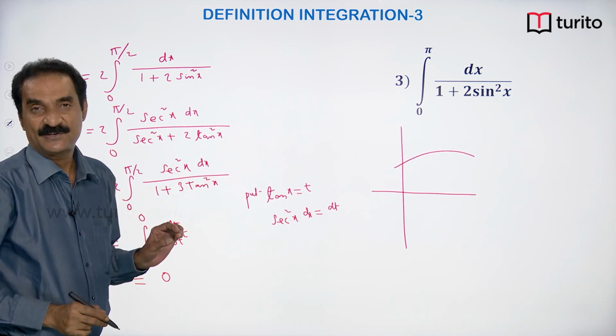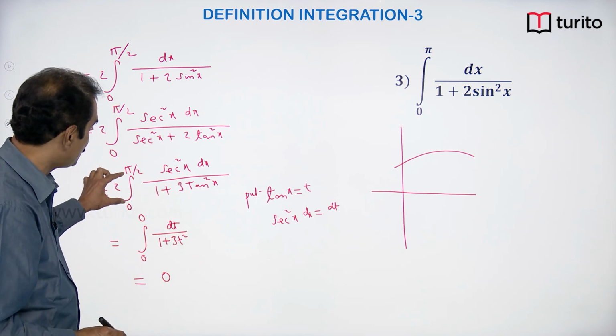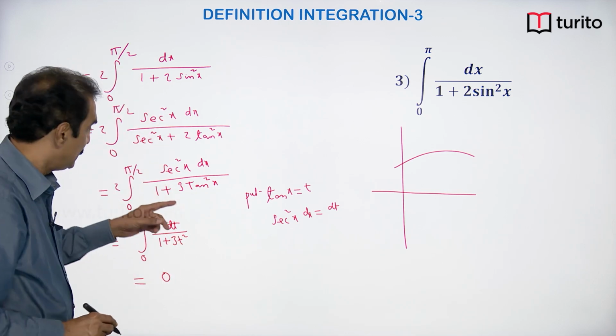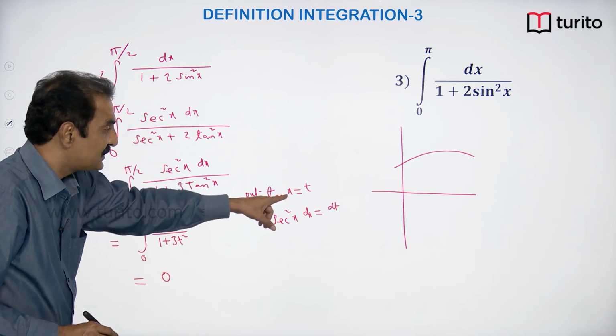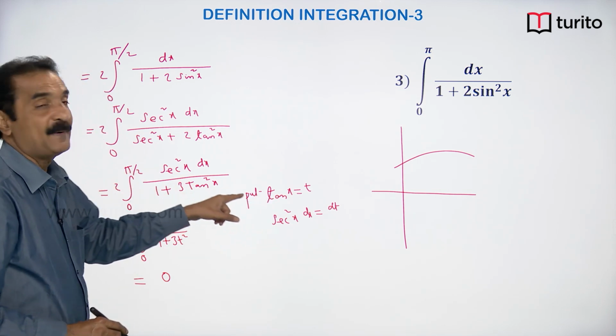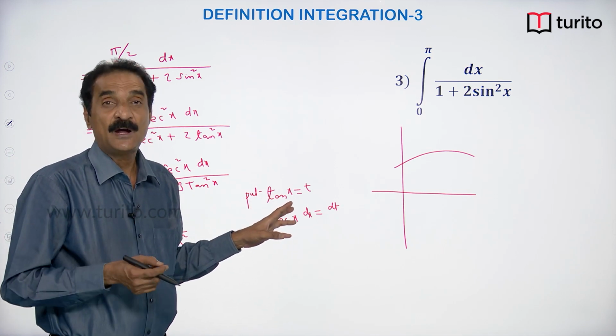Now you check the limits. Substitution is correct now. In the interval 0 to pi by 2, tan x is a monotonically increasing function. If x is equal to 0, tan 0 is 0, so the lower limit is correct. If x is equal to pi by 2, tan x is not defined. There we have to take the limit.